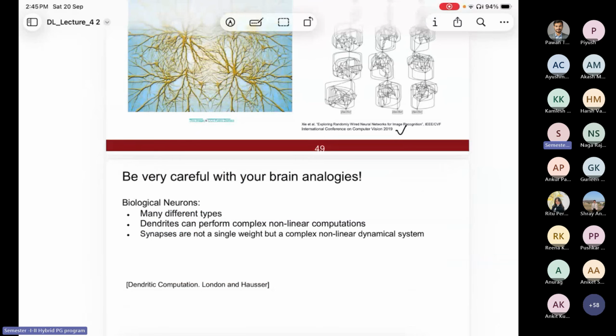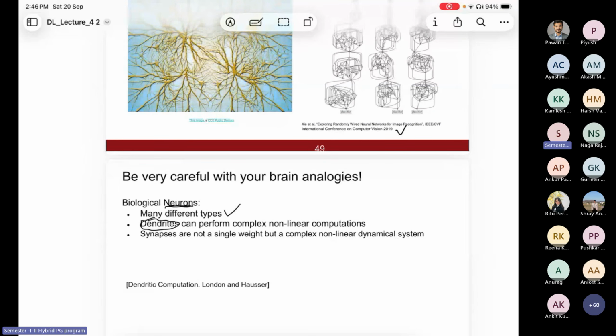But be very careful with your brain analogy. The human brain is different and the artificial neural network is different. Whatever analogy we have given is fine, because we have tried to correlate between the human brain and this, and most of the terms in the artificial neural network come from human brain terminology. Okay, but in reality, your biological brain neuron has many different types.